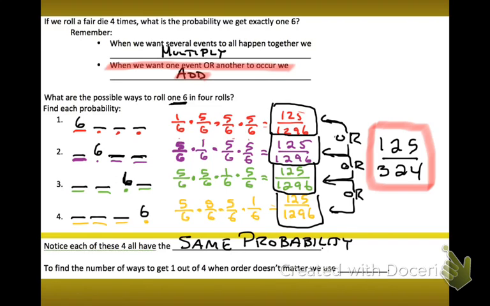And before we move on to this next part, we want to remember that the number of ways to get 1 out of 4 when the order doesn't matter, so it didn't matter if our 6 was first, second, third, or fourth, we use combinations. So, to find the probability that an event will happen r times in n trials, there's a formula we use. And it starts off with that combination.